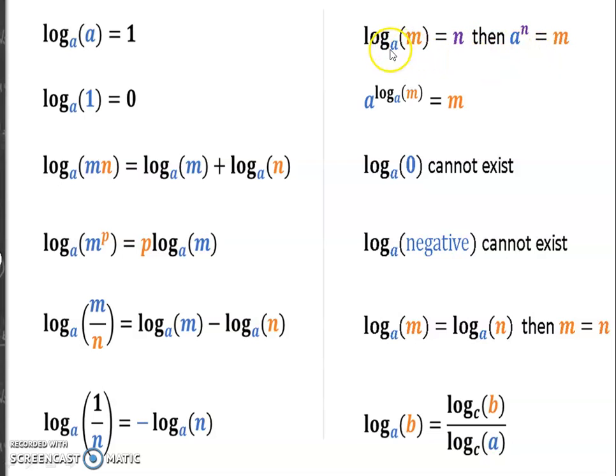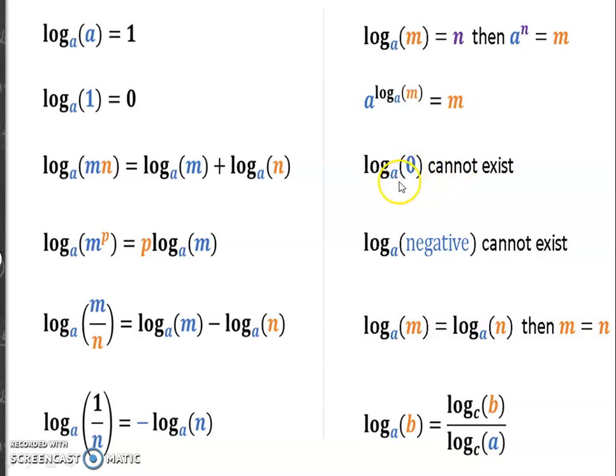If log m to the base a is equal to n, then we convert this logarithmic form into exponential form: a raised to n is equal to m. Also, a raised to log m to the base a is equal to m always. That means if the number and the log's base are the same, these terms get cancelled and we derive the final answer m.